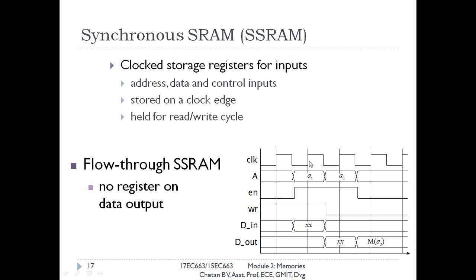On the start of the second clock cycle, on the arrival of this rising edge, what will happen is these values, that is the address at the address line, the enable value at the enable line, this write value on the write input and this XX data on the data input will be fetched inside the respective registers.